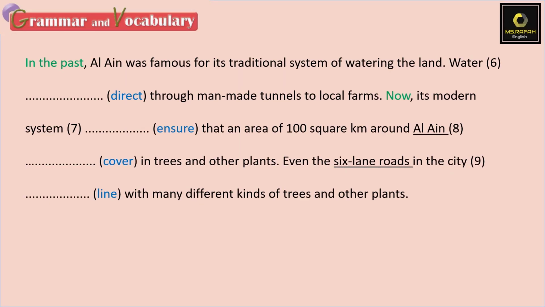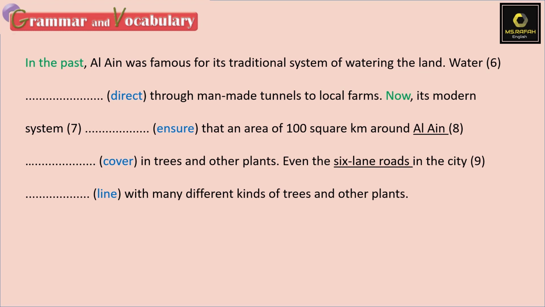in the past. انتبهوا للكلمات المعلمة باللون الأخضر، هاي دلالات. طالما بلشنا الجملة ب in the past في الماضي، معناها الجملة اللي بعدها رح تكون بالماضي. الآن was famous for its traditional system of watering the land. الجملة اللي بعدها رح تكون عائدة على الجملة الأولى، فبنستخدم كمان ماضي.